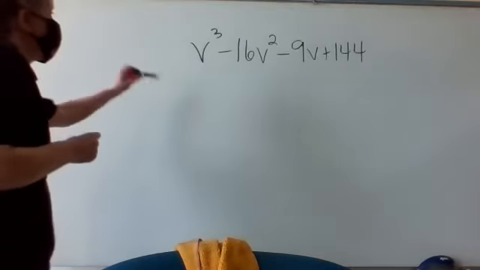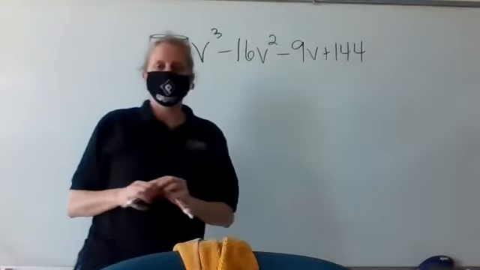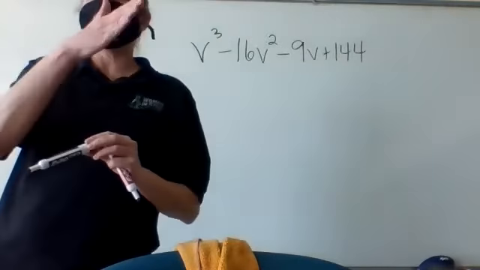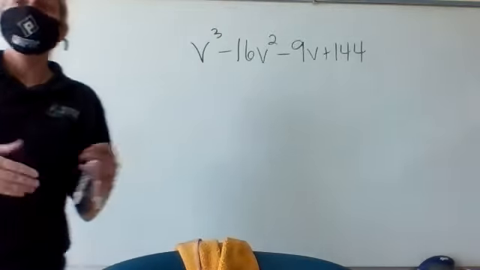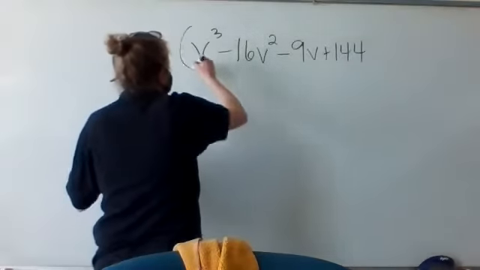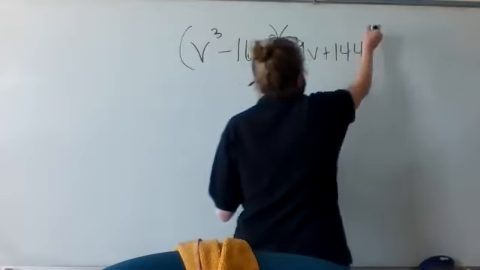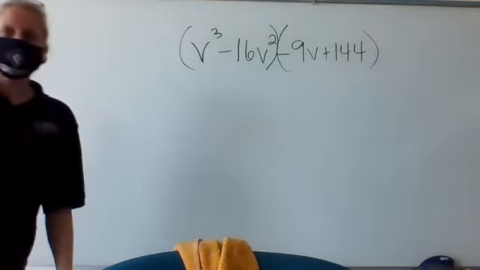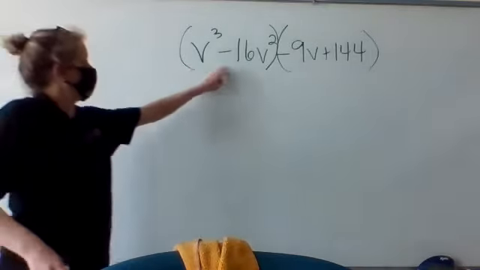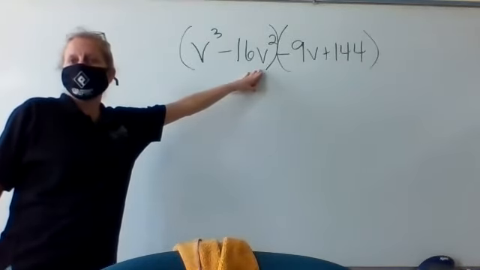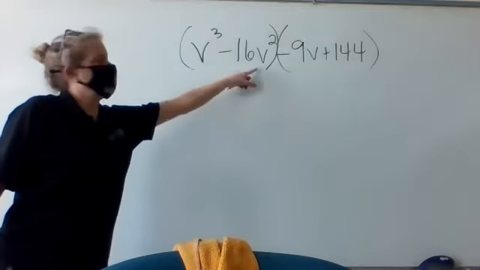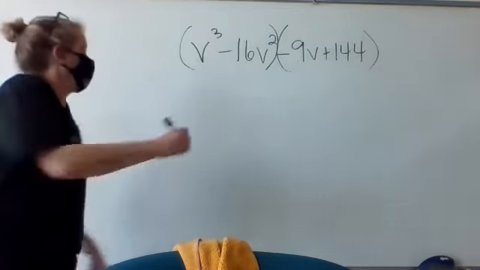So, looking at these 4 terms, nothing's in common with them, right? So that's what leads me to the grouping. Okay? Group the first 2, group the second 2. Looking at my first group, what do they have in common? How much v do they have in common? v squared. So pull out v squared.